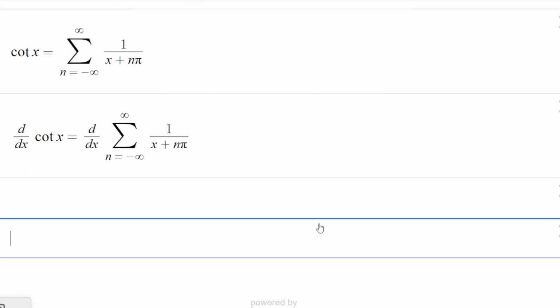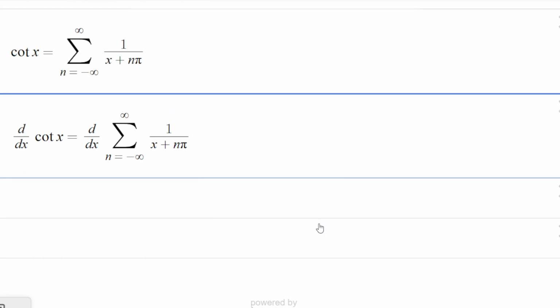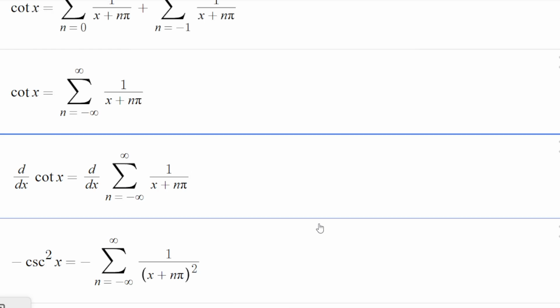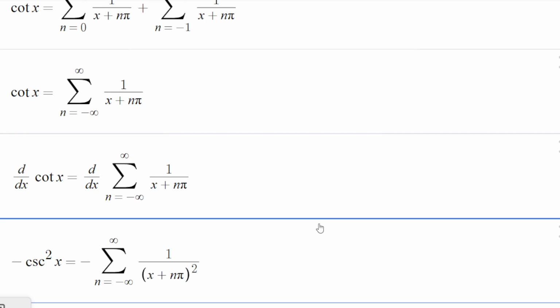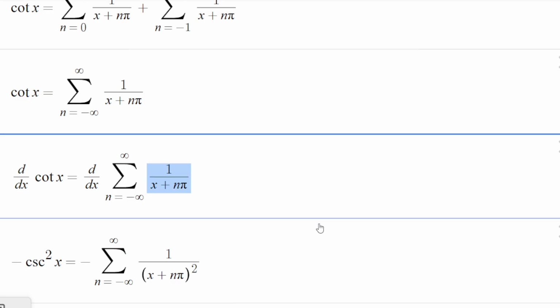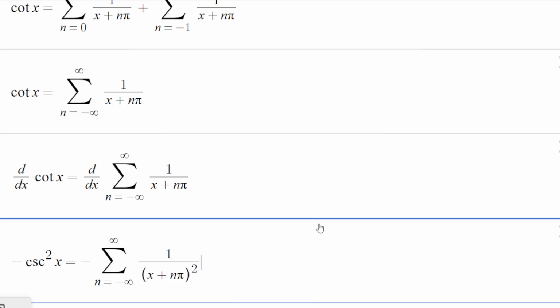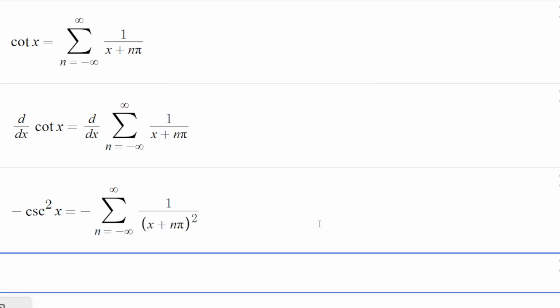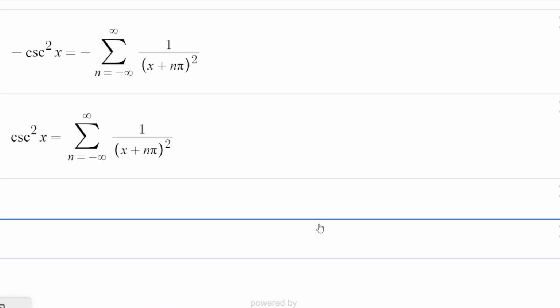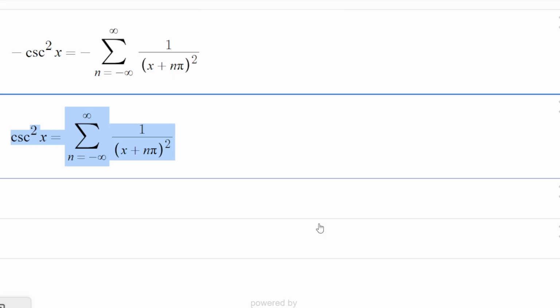Next, we can take a derivative on both sides. And the derivative of cotangent x is, of course, negative cosecant squared x, and the derivative term by term of this will just give you this, and then we are done. All we do is multiply both sides by negative 1, and we arrive at our desired identity.